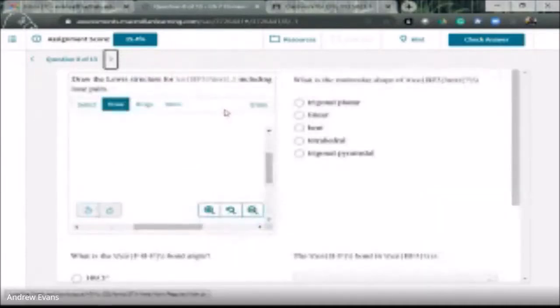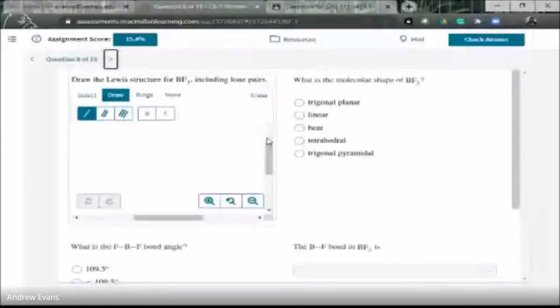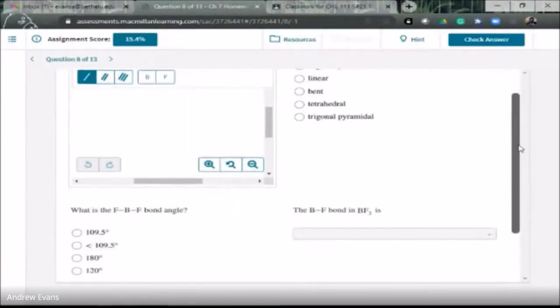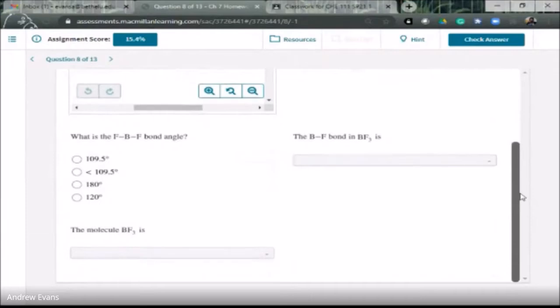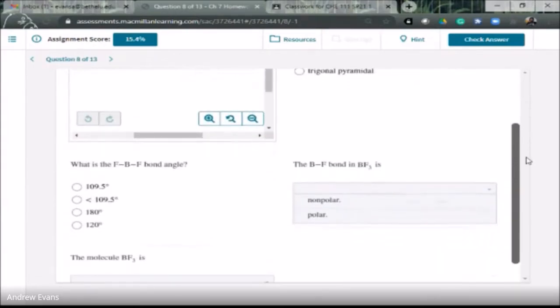There we go. Okay, 8. Draw the Lewis structure, including lone pairs. Then what is the molecular shape of this? What is the bond angle? And then you say, is the single BF bond polar? Is the overall molecule polar?